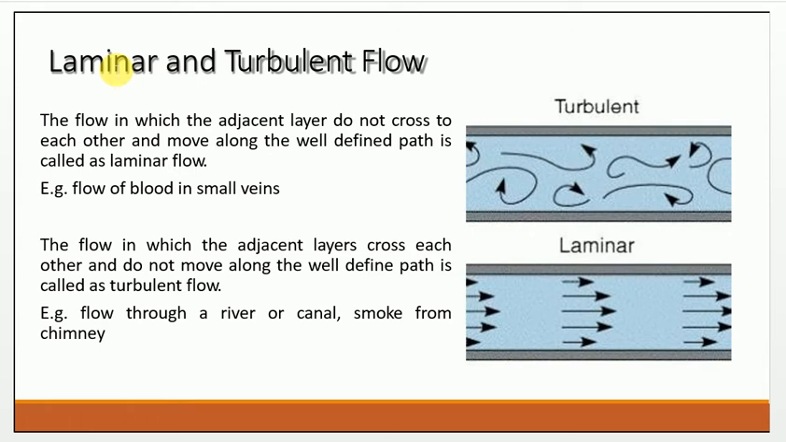An example here is the flow of blood in small veins. It flows at a low velocity, so probably at low velocity we'll have a laminar flow. As the velocity increases further, the flow becomes turbulent. In a turbulent flow, the adjacent layers cross each other and do not move along a well-defined path. That is called a turbulent flow.